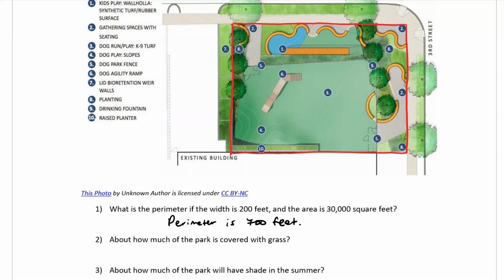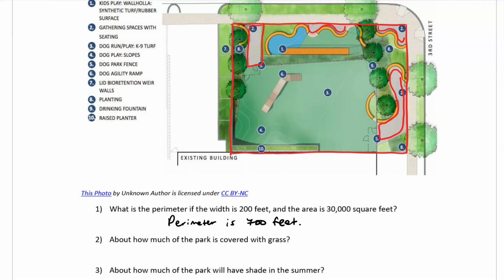So now that I've drawn my red rectangle in, it's asking what proportion or what percentage or how much of the park is covered in grass. And this is just eyeballing it. We can see that this area here looks like pavement or concrete of some sort, and then there's more pavement around here, but it's probably safe to say that the majority of the park is covered in grass. So I've colored in the areas that look like concrete.